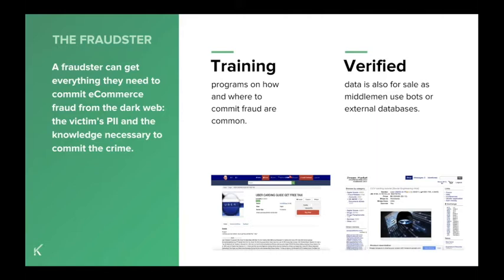There are vendors on the dark web peddling technology designed to spoof or fake an IP address or cloak a device. And there's even information about which merchants are the easiest to steal from and methods and ways to go about that. Interestingly, it's not just end users buying this data within this ecosystem.